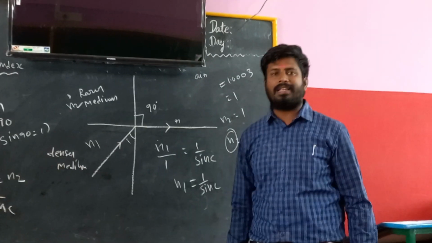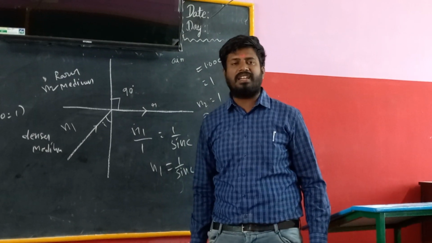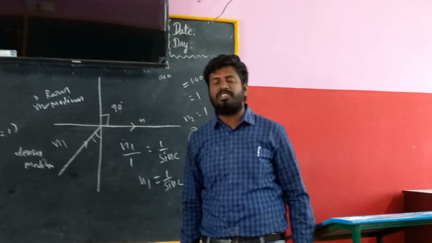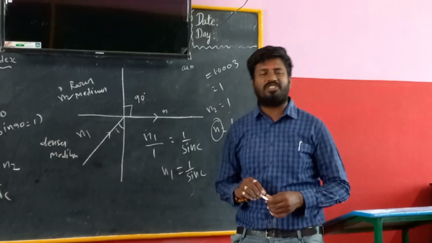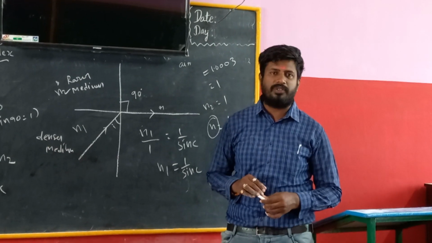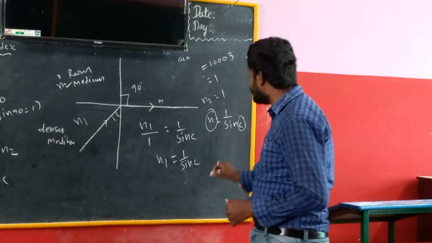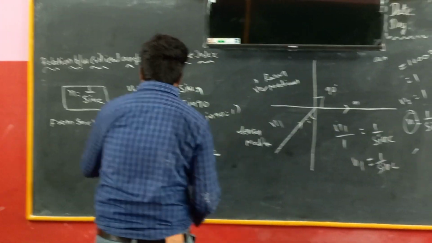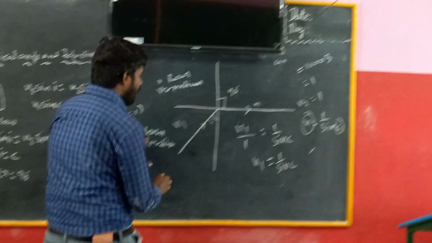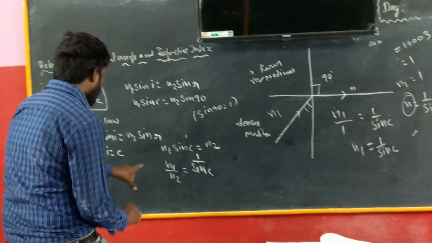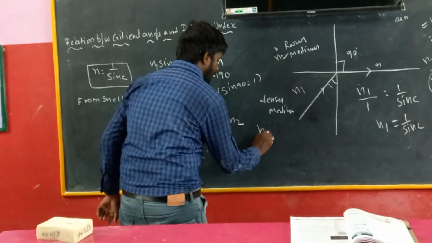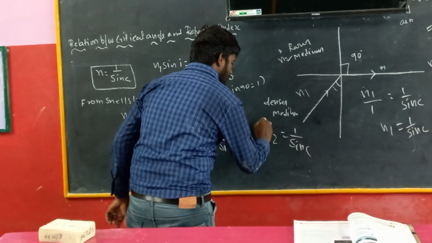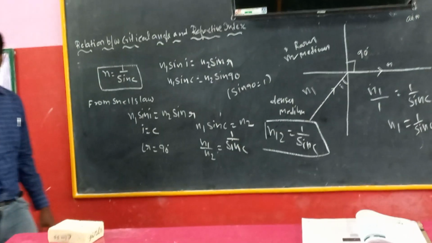Hence the critical angle can be defined as the angle of incidence, when the light ray is traveling from denser medium to rarer medium, at which the angle of refraction grazes over the surface, or the angle of refraction is 90 degrees. We can write n1 by n2, that is n12, is equal to 1 by sin c. Hence the above equation is verified. Thank you.